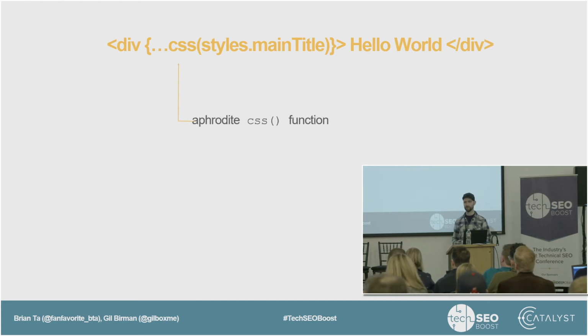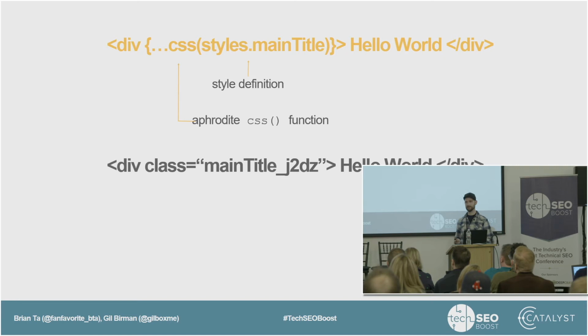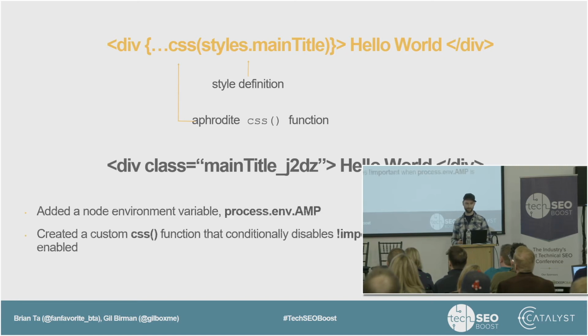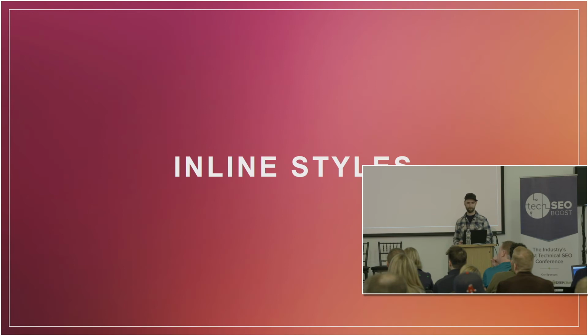You see a function called CSS, it's provided by Aphrodite, and the first argument is the style definition. And that results in markup that looks like this. So to tackle this, we added a node environment variable for AMP, and when that variable is turned on, we created a custom CSS function which disables important altogether.